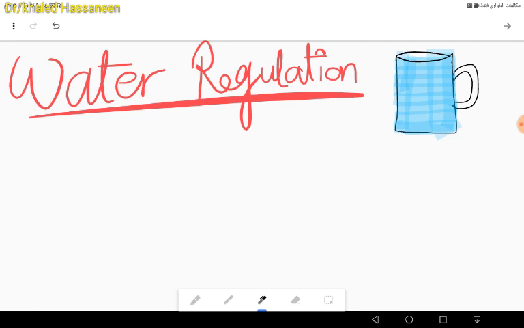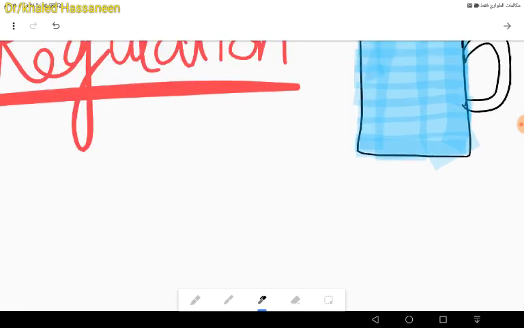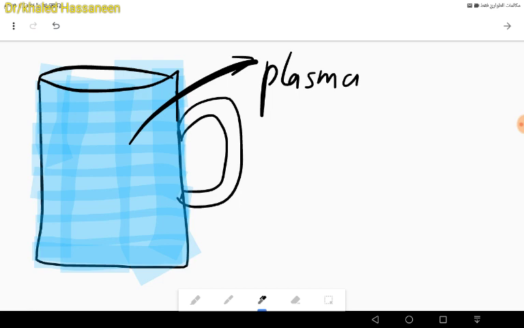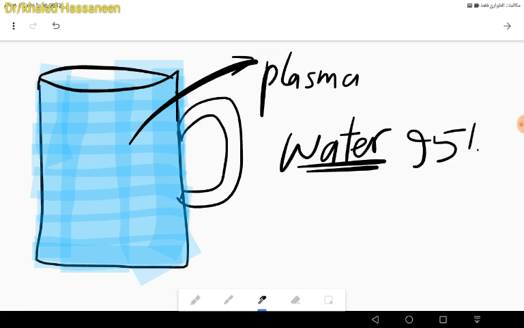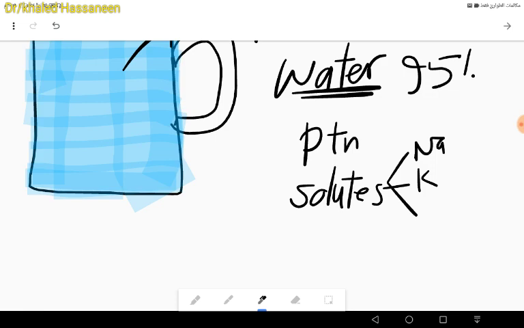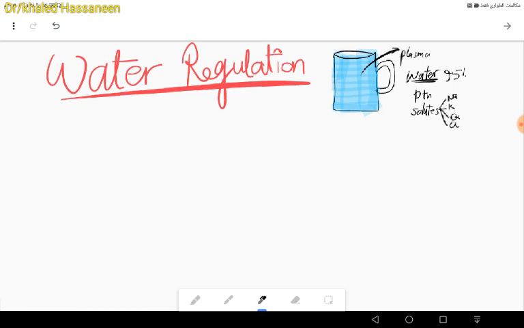In today's lecture, we're going to talk about the water regulation system in our body. Mainly, the water in our body is confined to our plasma. So, what are the contents of our plasma? Our plasma mainly has water, which is about 95% of its content, and the other percent is protein and other solutes or solids like sodium, chloride, potassium, and calcium. So that's the content of water found in our plasma.